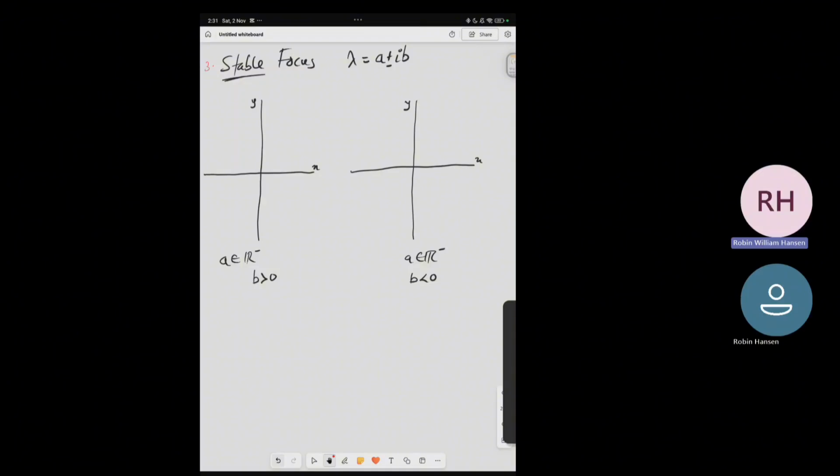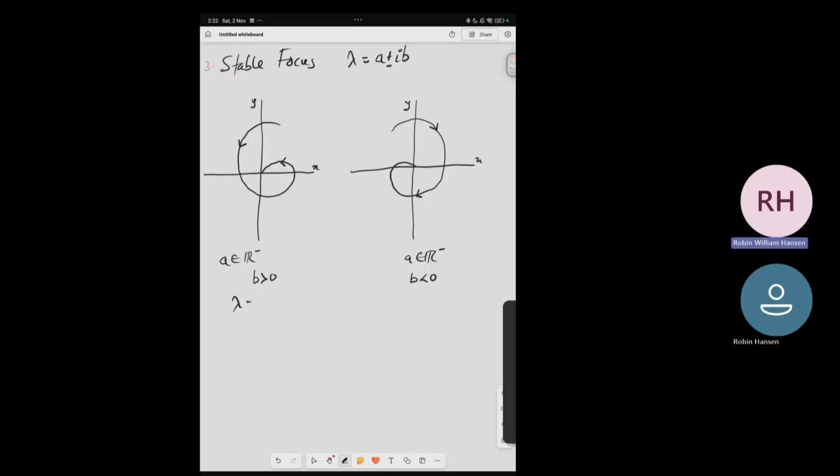And this is how a stable focus looks like. We spiral toward the origin in an anti-clockwise manner for B greater than 0. We spiral toward the origin in a clockwise manner for B less than 0. So this is for when B is greater than 0.